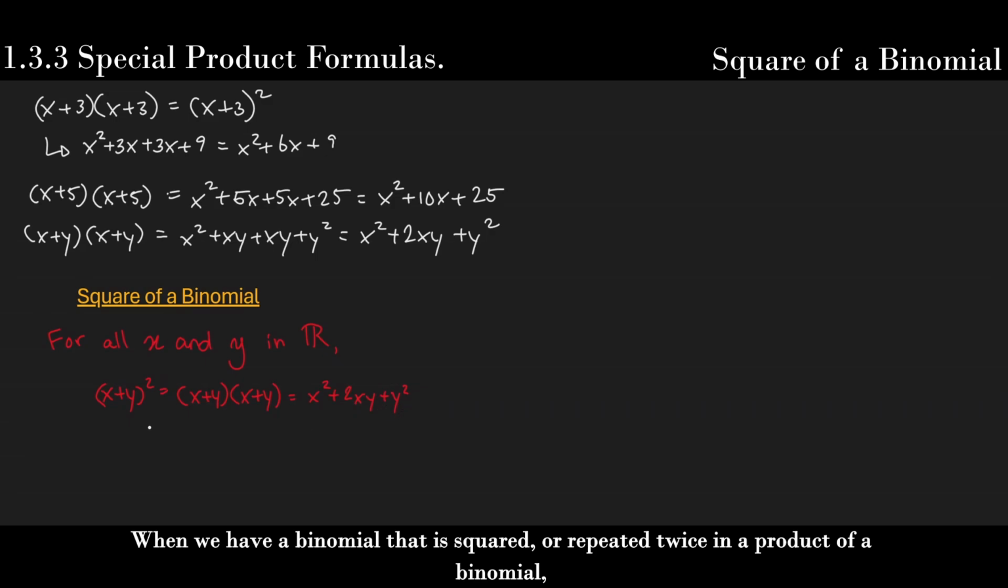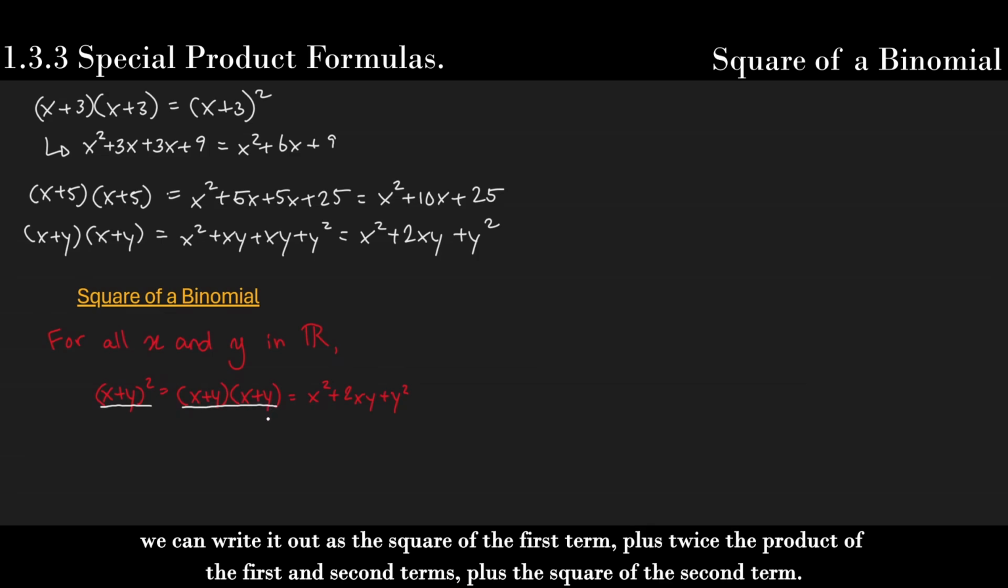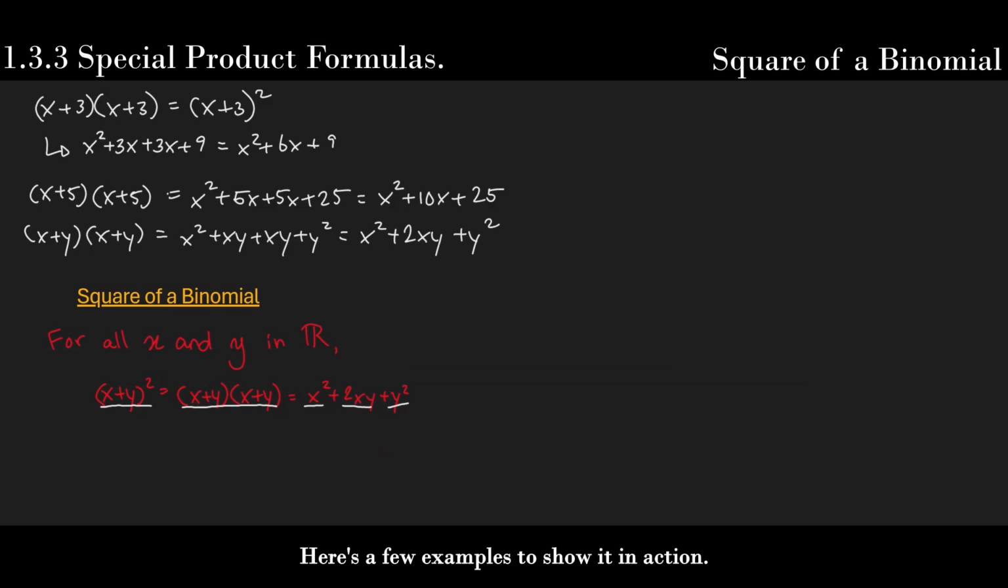When we have a binomial that is squared, or a repeated product of a binomial, we can write it out as the square of the first term plus twice the product of the first and second term plus the square of the second term. Here's a few examples to show it in action.